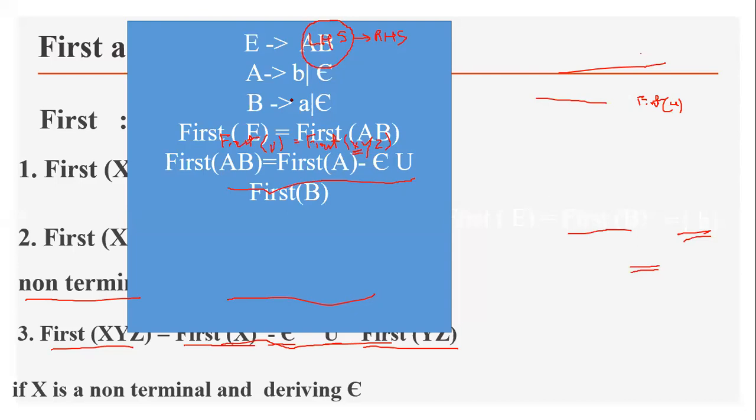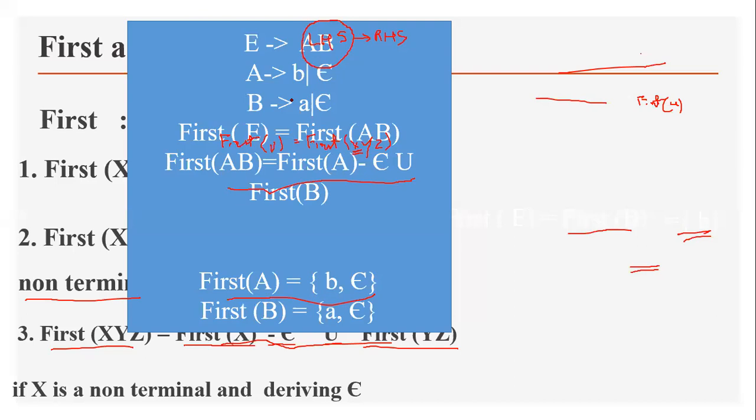Now, come to the next step, that is first of A. What is first of A? For A we have b or epsilon, so both are the answer, because both are terminals. Only terminals means writing the answer is very easy. First of A is b comma epsilon. Next, what is first of B? a comma epsilon.